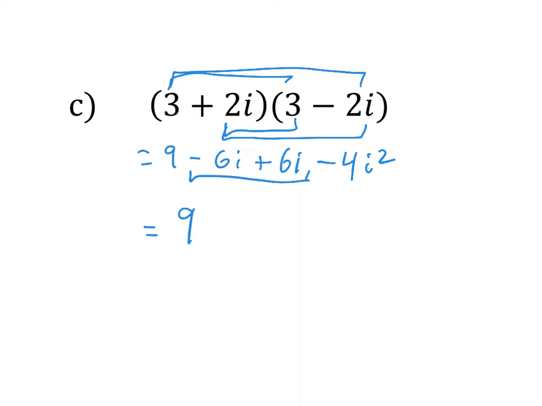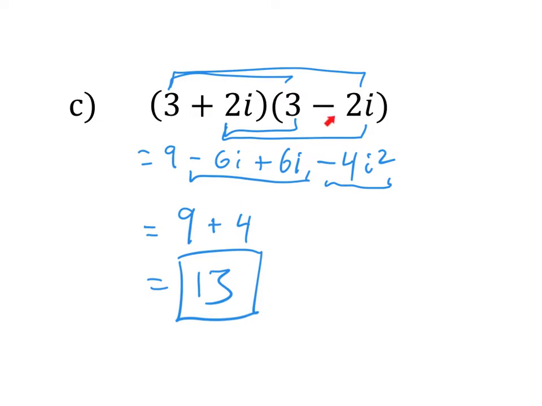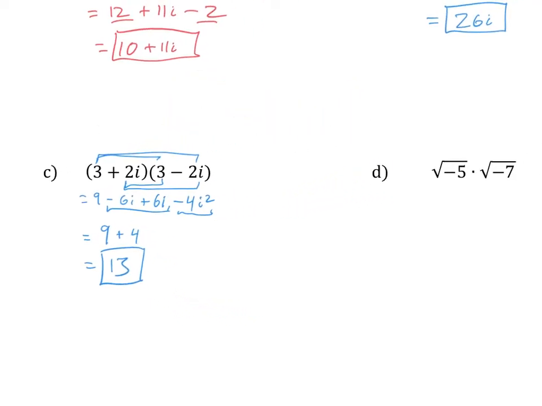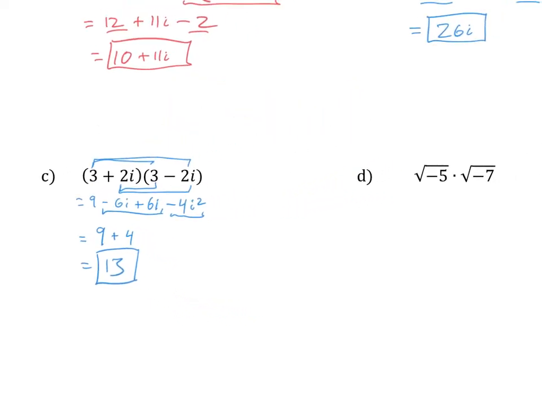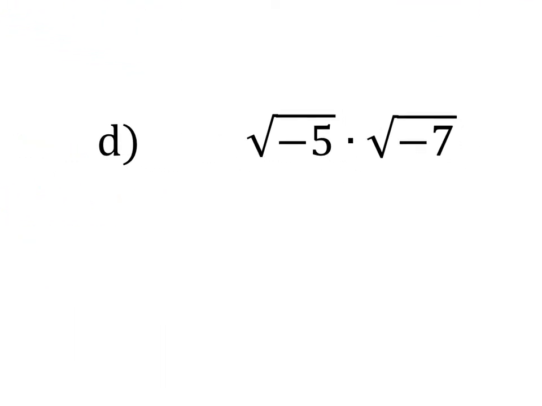And then we have this negative 4i squared. Well, that's going to be negative 4 times negative 1. That's a positive 4. And in the end, that's 13. So this turns out to be real handy when we multiply conjugates. Remember, these are called conjugates because one has a plus, one has a minus. When we multiply conjugates, the i's go away, and we're left with a real number, 13. Okay? That's going to be really useful in just a minute.